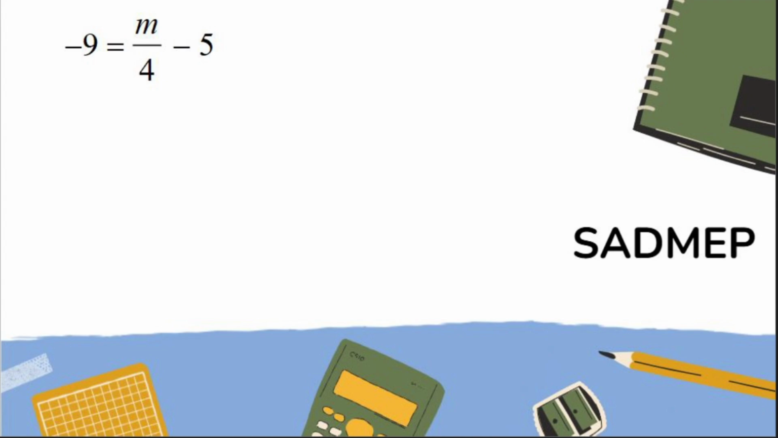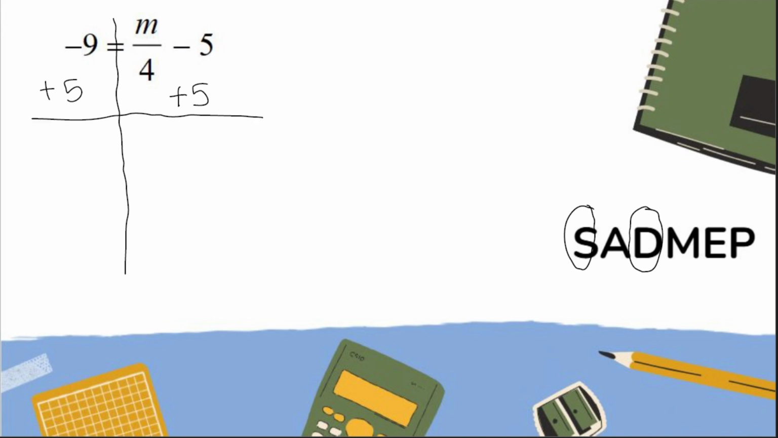So we've got -9 equals m over 4 minus 5. First I'm going to figure out what operations are occurring. I see some division and I see some subtraction. SADMAP is going to tell me what order to undo them. I'm going to draw a line down the equal sign so I can stay organized. I've got to undo that subtract 5. To undo that subtract 5, I'm going to add 5 to both sides.